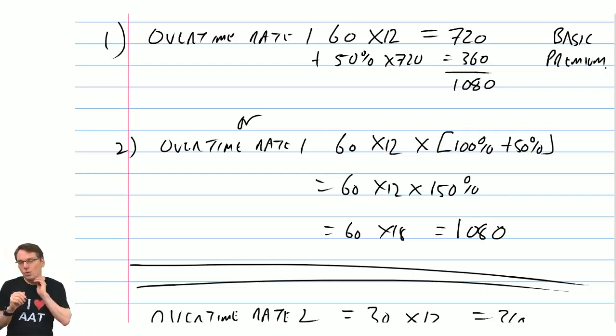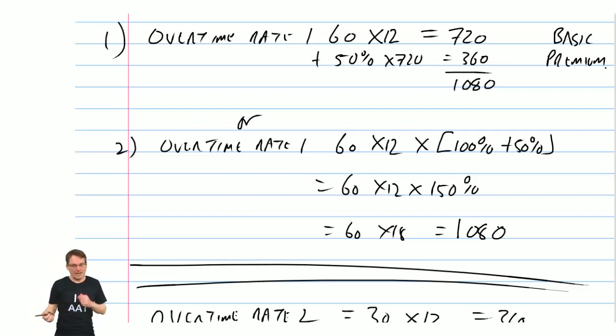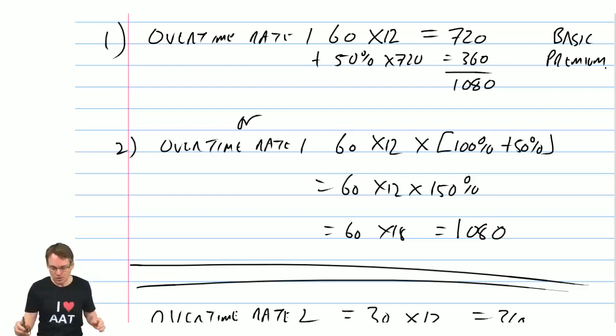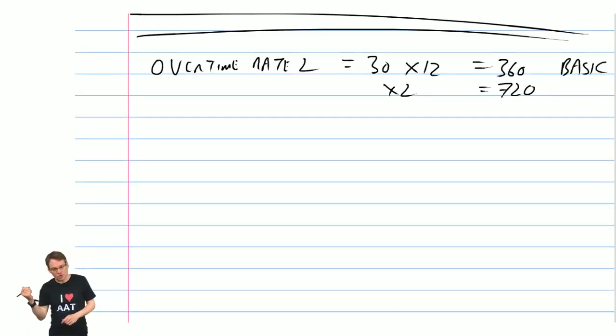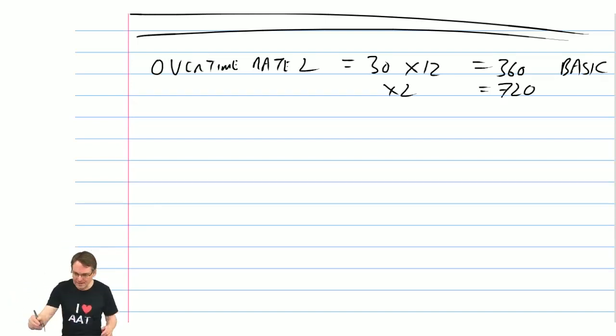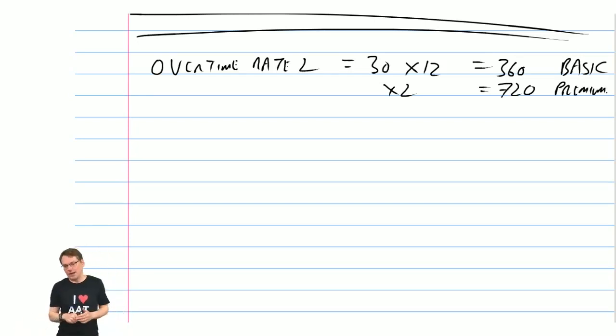Now that's important because the assessment might say, split it into the basic and the premium. The basic is what they get anyway, 60 times 12. The premium is the extra bit, the extra 50% they get on top. With overtime rate 2, the basic is the 30 times 12. It's the £12 per hour they earn as their basic salary. And then the premium is the 720 they earn on top of that.